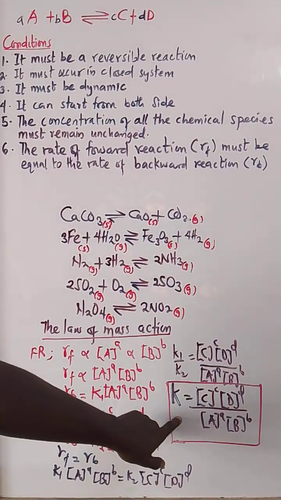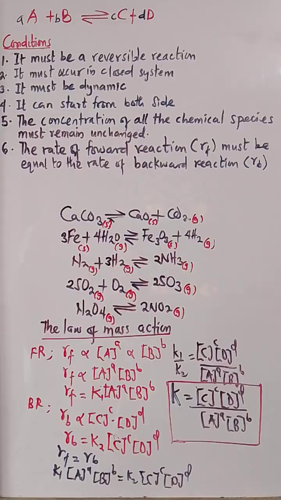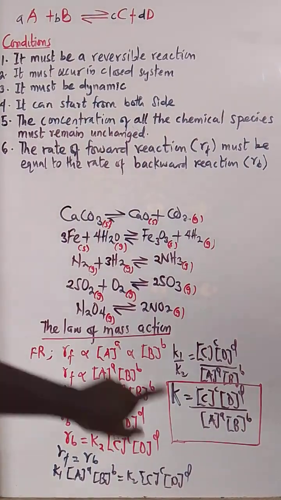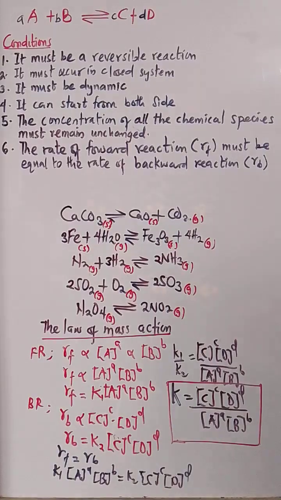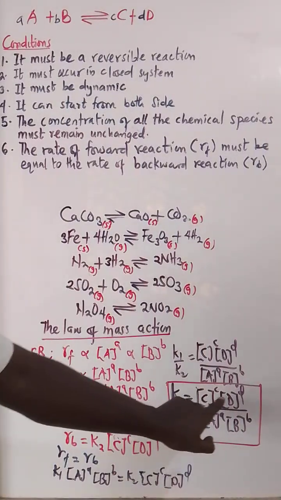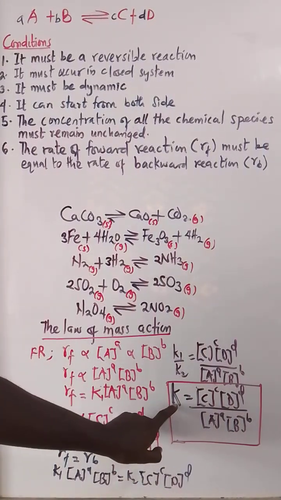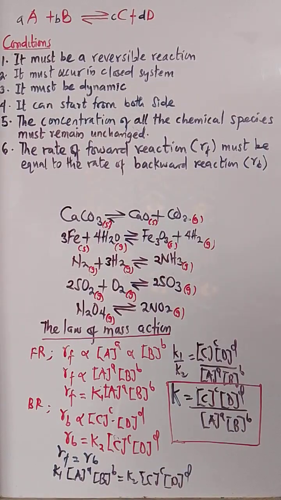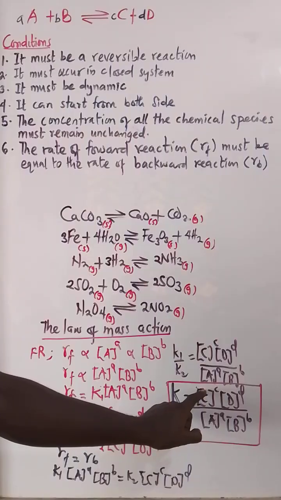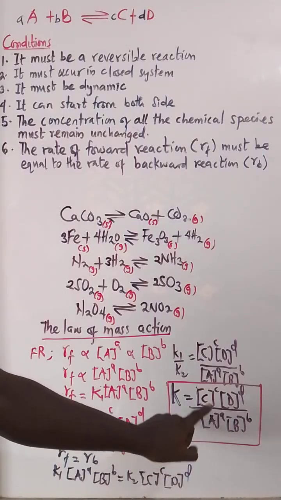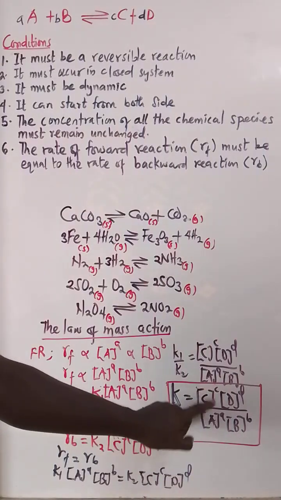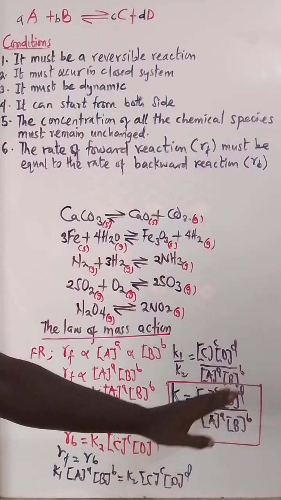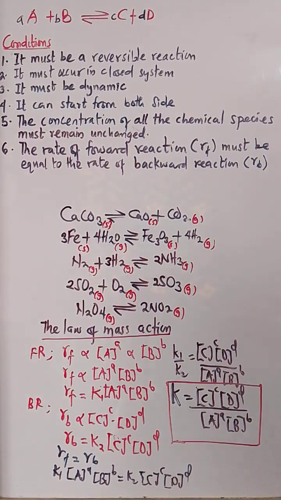Now, this equilibrium constant is very, very important. For a chemical reaction, this must be a constant. Meaning if we increase the concentration of the numerator, for this K to be balanced, the concentration of the denominator should also increase. If we decrease the concentration of C, then A must decrease. If you increase this, this must increase. If you decrease this, this must decrease. So anything that happens at the numerator must happen at the denominator to keep K balanced.